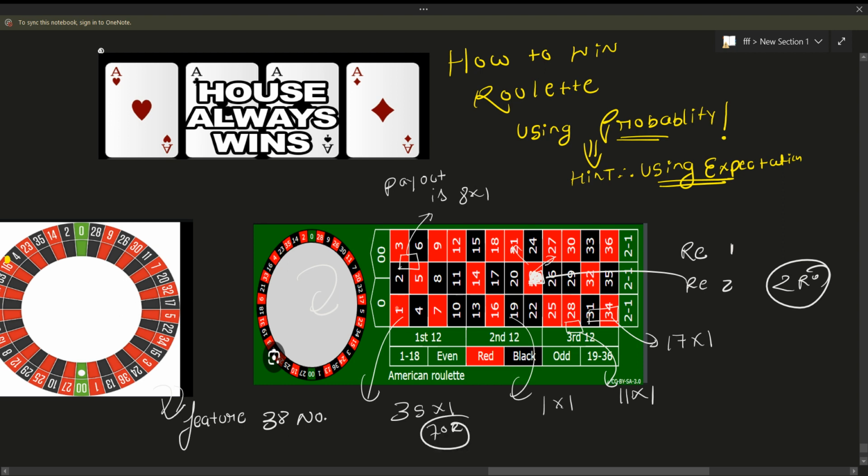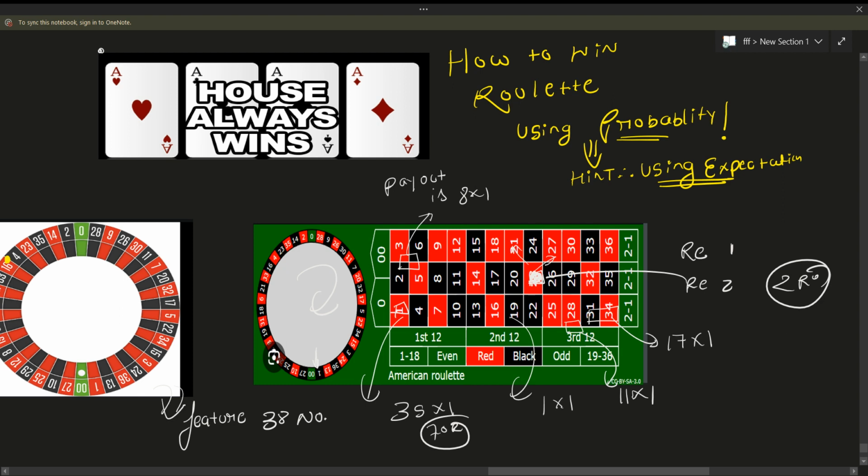How will you get it? Suppose you place your bet here, then the roulette is spun. If somehow you get one, you will get your 70 rupees. But if you miss one, then you lose this 2 rupees.